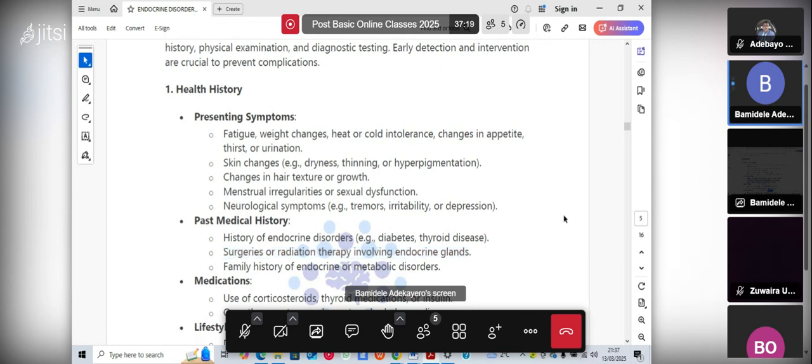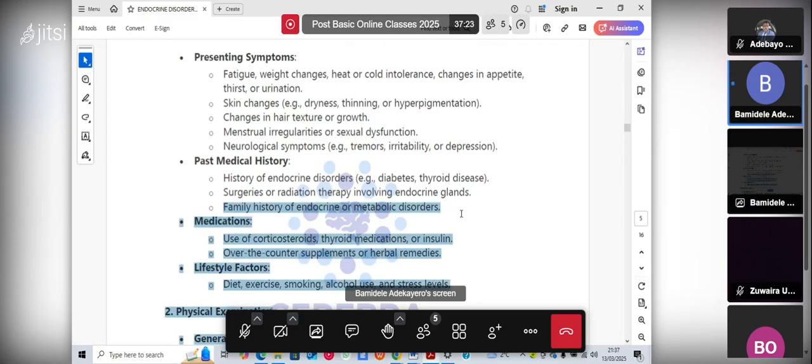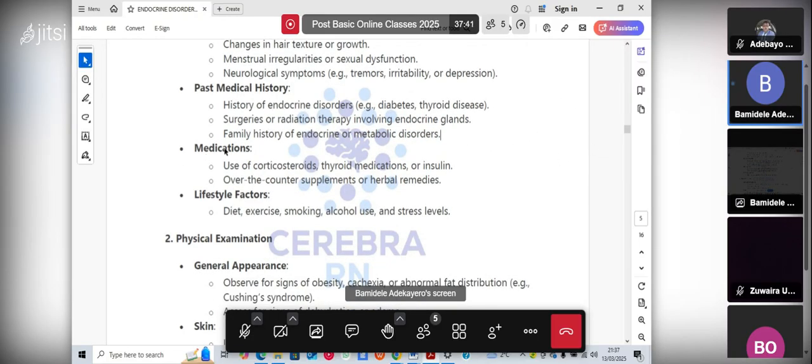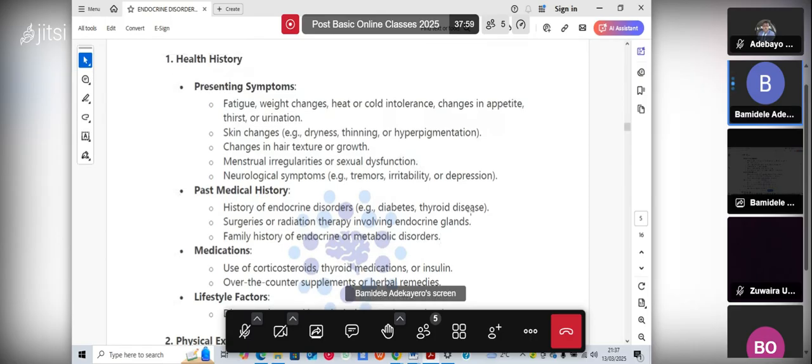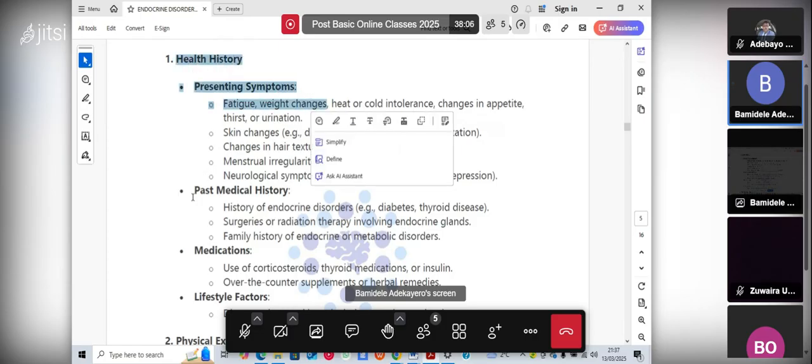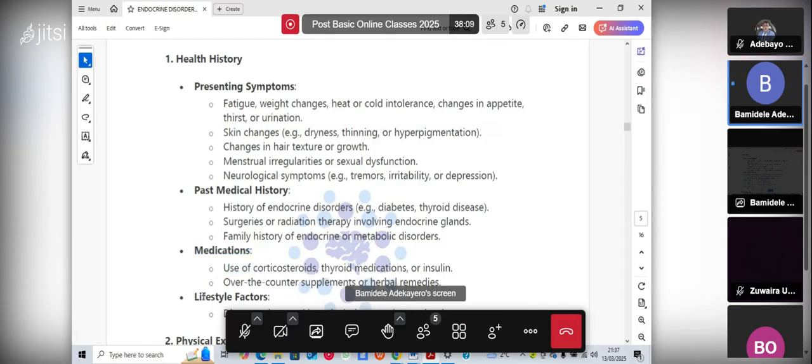So past medical history is very important, and it is not complete without family history. So if the parent had diabetes, okay, then there's a chance that that person also has diabetes because it runs in the family. Some medications also alter the functions of metabolic organs. Okay, so if you are using some medications, it could also cause some of the symptoms that patients present with, and lifestyle factors. All of this is under your history. You are taking the history of the patient. So it includes presenting symptoms, past medical history, medications, and lifestyle factors.